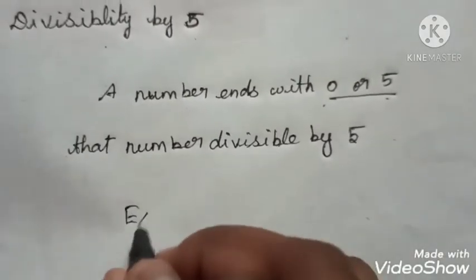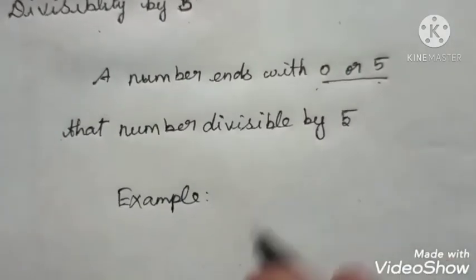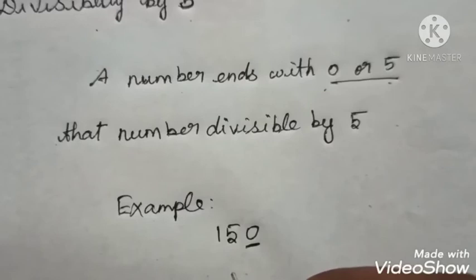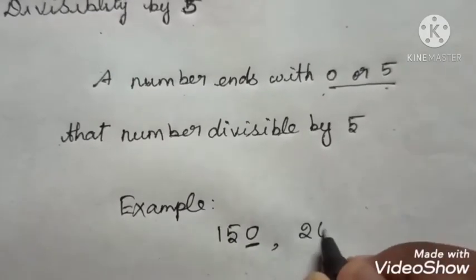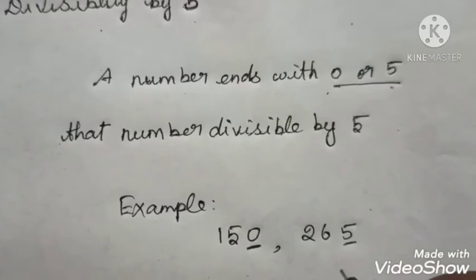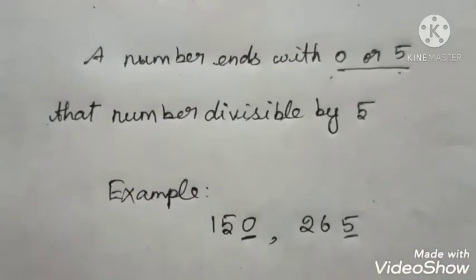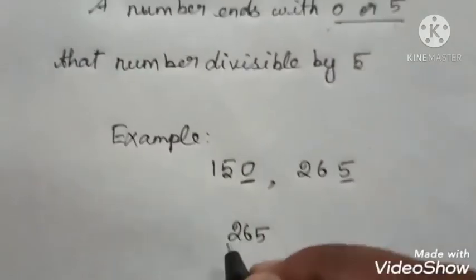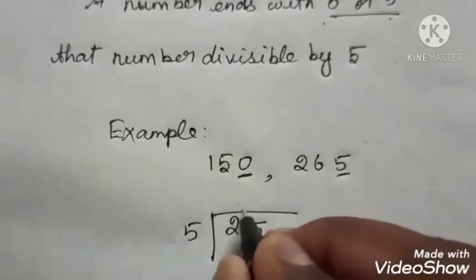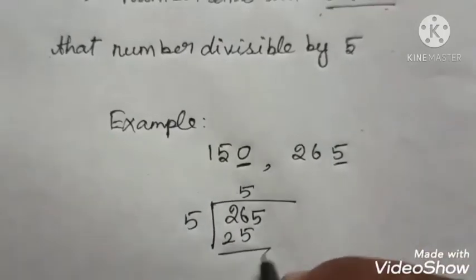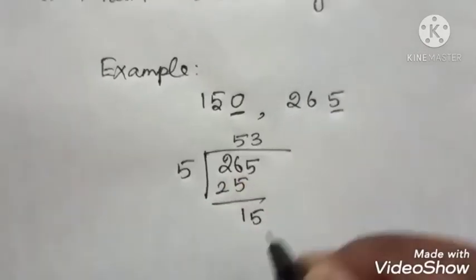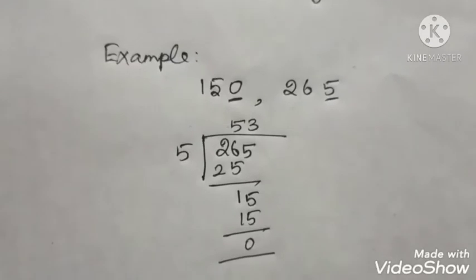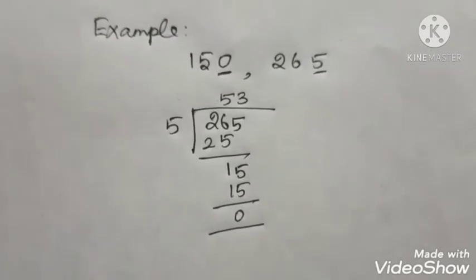For an example, we already mentioned 150. Here the unit digit is 0. It is divisible by 5. And then 265, this one is also divisible by 5. You just have to check it. Here 265, I told divisibility by 5. So 5 5s are 25. Remaining 1, 15. 3 5s are 15. So remainder 0. Now you agree with this. A number ends with 0 or 5, that number is divisible by 5.